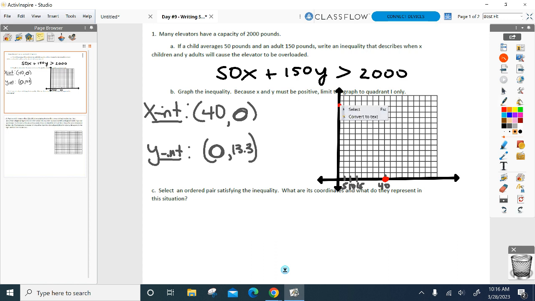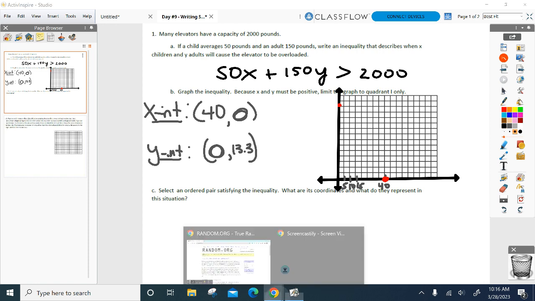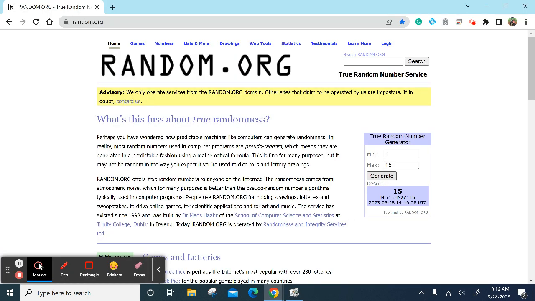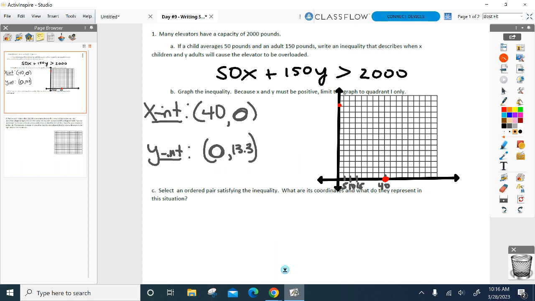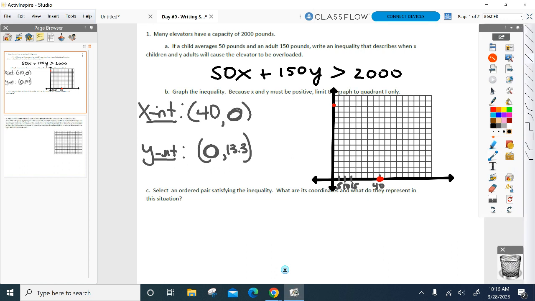Right there. All right, here we go. A couple other questions. Solid or dashed line when I line up my straight edge? 15, solid or dashed? Dashed, because it doesn't have an or equal to.